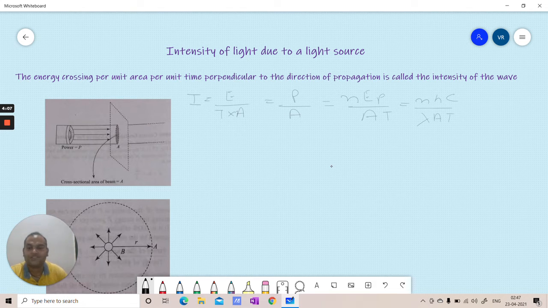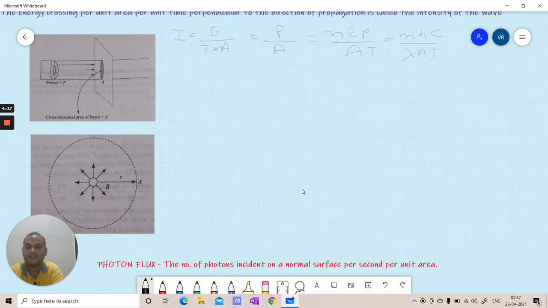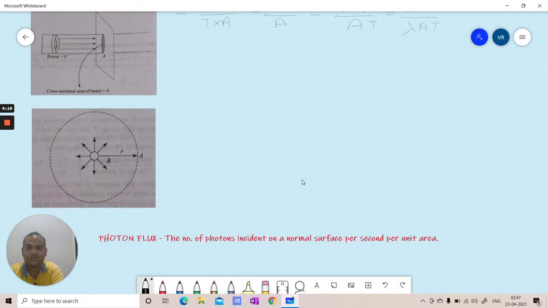But now we can consider one more point. This is where we were putting a straight beam of light on a surface area. Now if we consider the second diagram which is given here, the second one is a point source. So we are trying to find out the intensity at this point A. The source is here, power is P of this source, and we are trying to find out the intensity here.